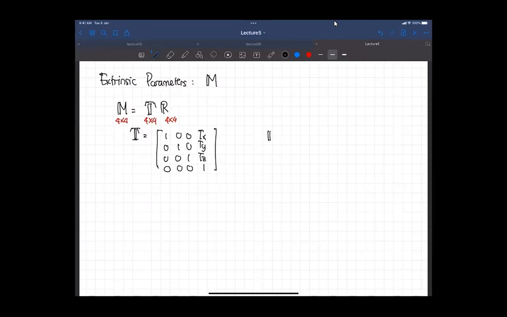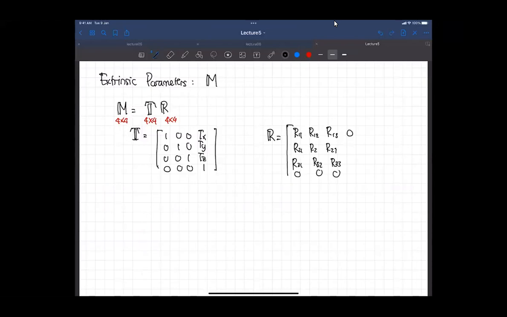And what is the rotation matrix then? Well, this is something to do with sine and cosine. This will be two angles representing the latitude and longitude, azimuth and zenith. But I don't want to use sine and cosine, I just want to write it in the form of R11, R12, R13, R21, R22, R23, R31, R32, R33. So basically, this is a 3 by 3 because it is a 3D space.